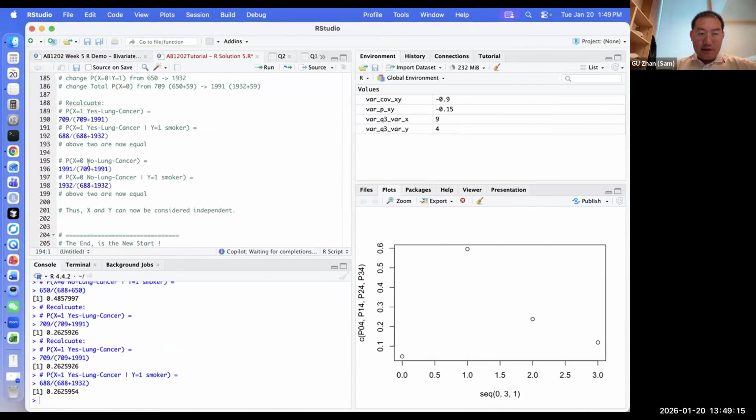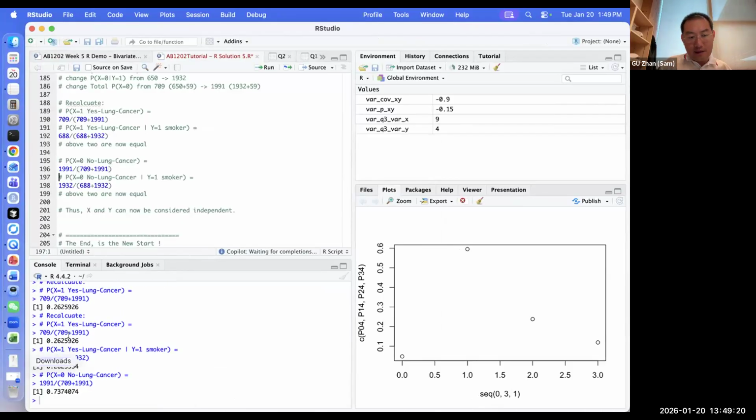Not lung cancer is 1991 divided by 709 plus 1991. It's actually 1 minus getting the cancer. 1 minus getting the cancer is about 73% not getting lung cancer. So now we check not getting lung cancer given you are a smoker, what is the probability? They are also the same. The above two are now equal. So we're saying that A and B can be considered as independent.